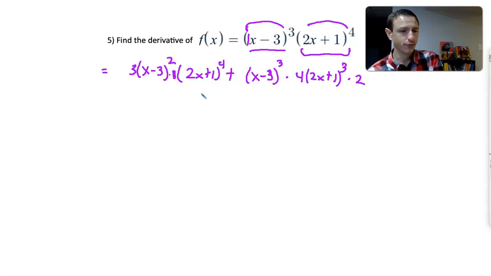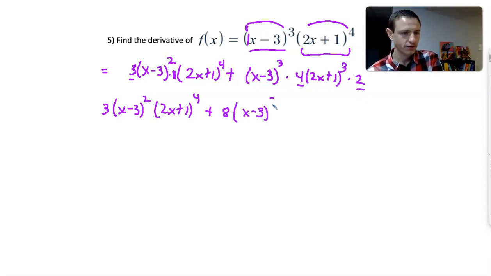So definitely not out of the woods yet. Let's clean some things up. So like I said, I had this 3 times 1, that's just going to be 3. So I'm going to have 3(x minus 3) squared, (2x plus 1) raised to the fourth. And then over here, I have 4 times 2, which is going to be 8 times (x minus 3) to the third, (2x plus 1) to the third.